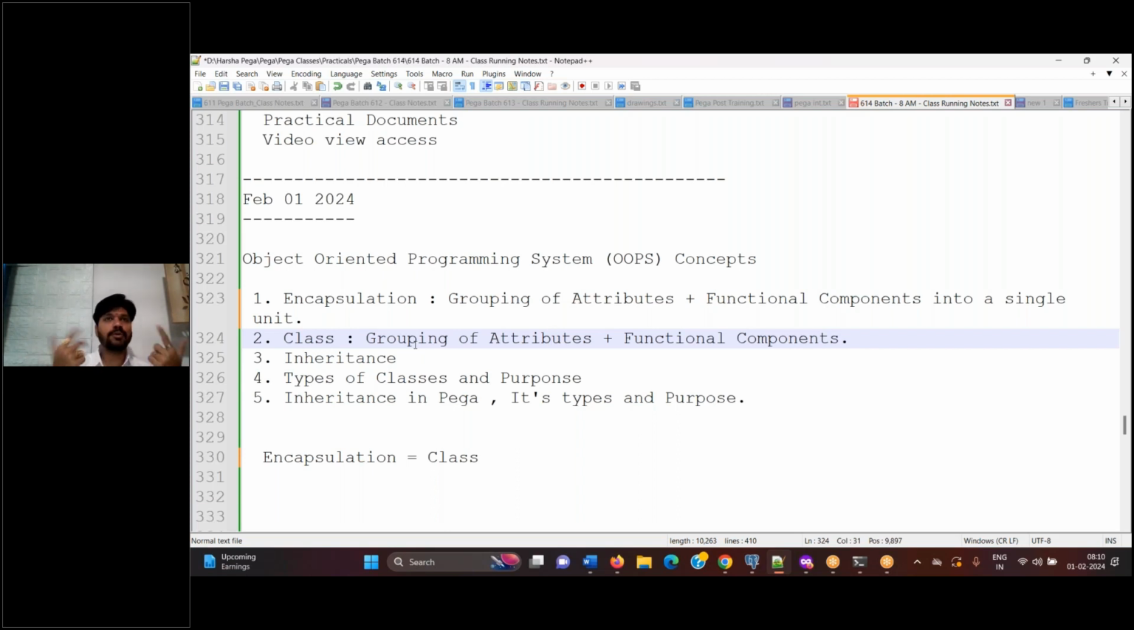So without attributes, think about the fan. It doesn't work out, right? Whenever you are going to create any functional components, definitely along with that attributes will be there that are useful in that particular program. Okay, here you go. Now this is about class. Class is a collection of attributes plus functional components.